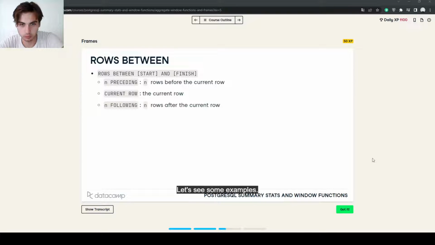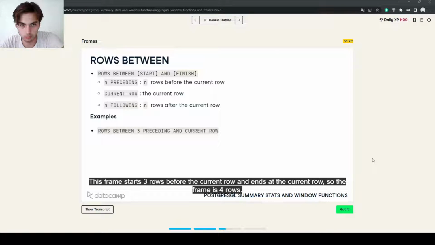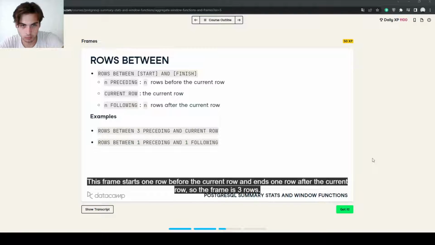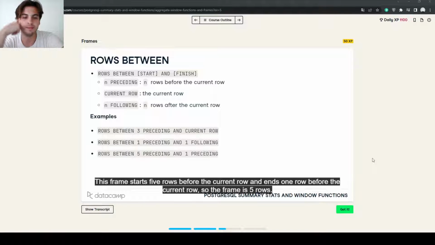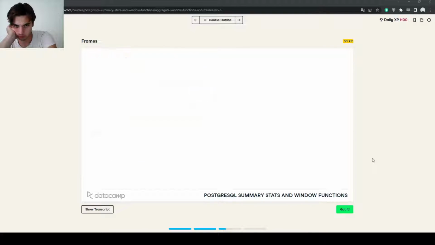Let's see some examples. This frame starts 3 rows before the current row and ends at the current row, so the frame is 4 rows. This frame starts 1 row before the current row and ends 1 row after the current row, so the frame is 3 rows. This frame starts 5 rows before the current row and ends 1 row before the current row, so the frame is 5 rows.